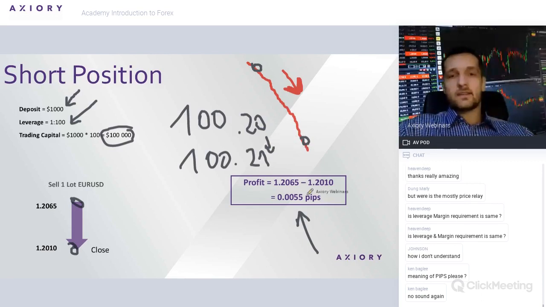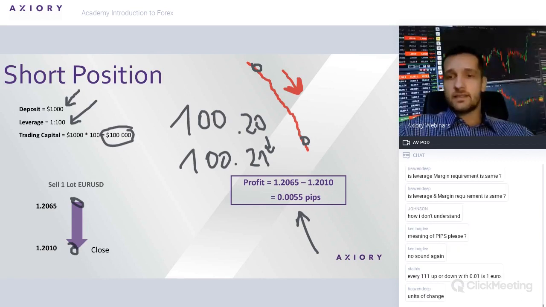On the Forex market, it's a pip. It's the smallest point that the price can change. There is also a pipette, but for the sake of not confusing you too much, I will say that the smallest amount that price can change is the pip. Yes, let's go.